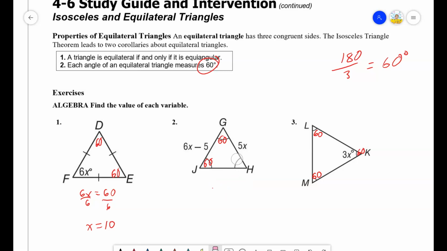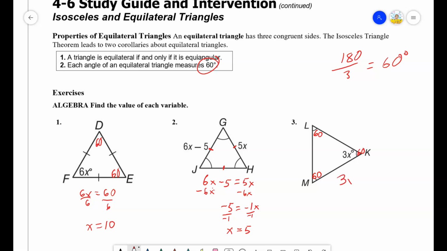That's wrong. Okay, all those angles are 60, but what this is labeling is a side and a side and a side. So what I can deduce here is that 6x minus 5 equals 5x. Okay, so if I subtract 6x from both sides, I get a negative answer for a second there, and negative 5 equals negative 1x, which means x would equal 5, right? Divide both sides by negative 1, and x would equal 5 there.